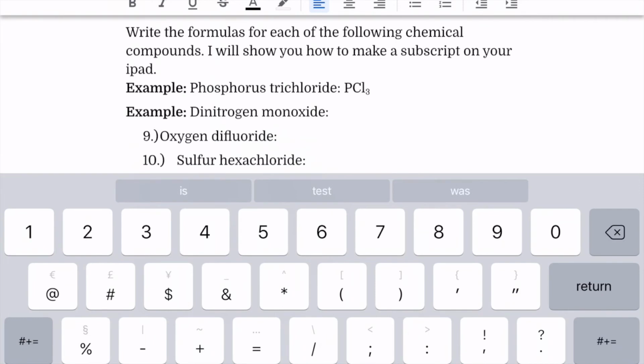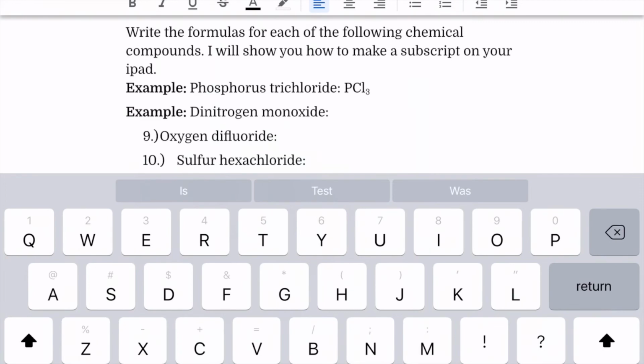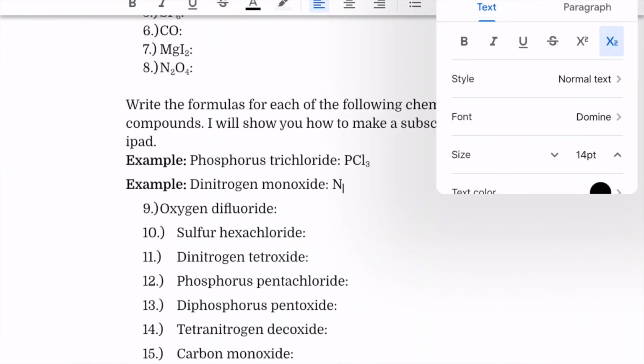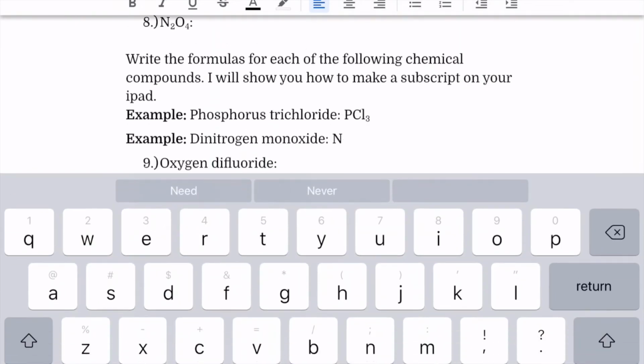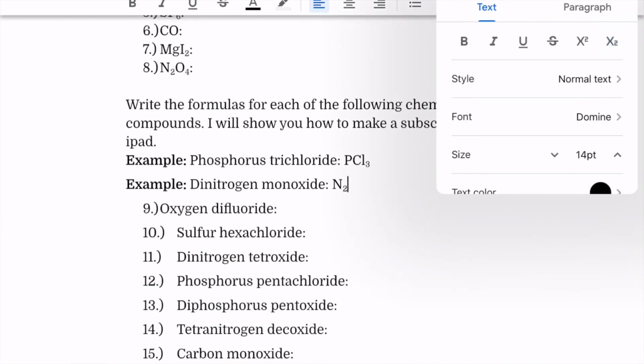My next one is dinitrogen monoxide. So for dinitrogen, you first need to write the symbol for nitrogen, which is just N, and then we have a di in front of it, so I need to make a subscript for di. So di is 2. I'm going to change it back so there's no subscript.